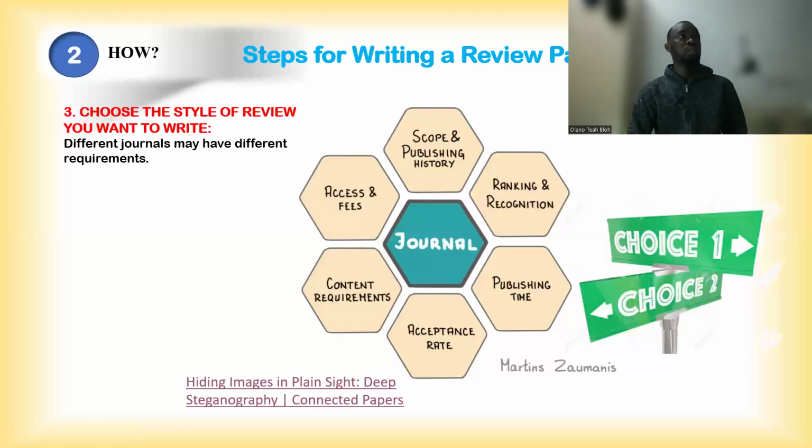Thirdly, you have to choose the style of the review paper you want to write. There are different styles. Like, for example, we saw those review papers during the last section. You find they wrote it different ways. One was written in a double column, another was written in a single column with different style as well. So you want to do that based on the journal.